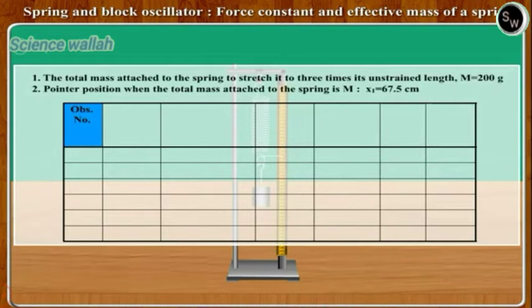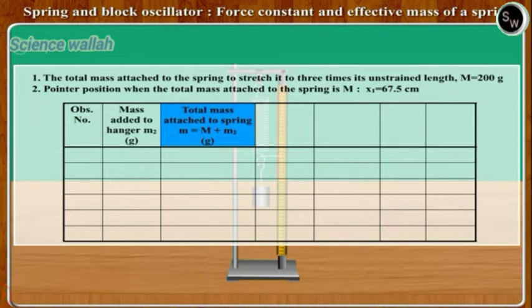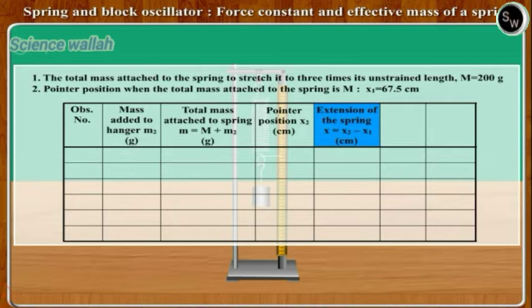To record observations with different masses added to the hanger, we require an observation table with columns: observation number, mass added to the hanger m2, total mass attached to the spring M is equal to m plus m2, pointer position x2 in centimeter, extension of the spring x is equal to x2 minus x1 in centimeter, M minus m in gram, and M minus m into g in dyne.